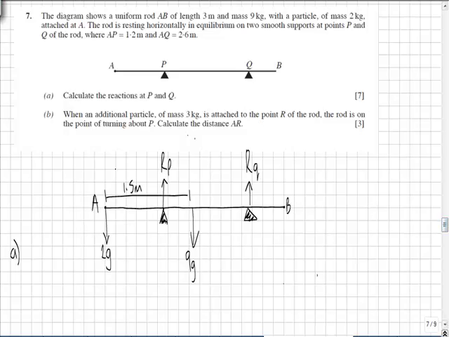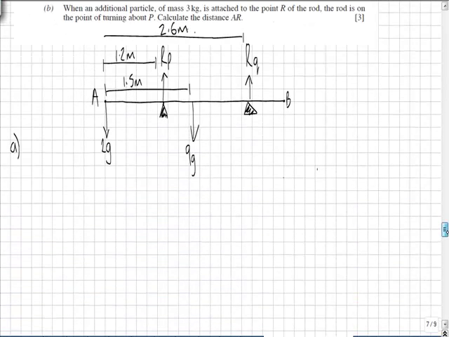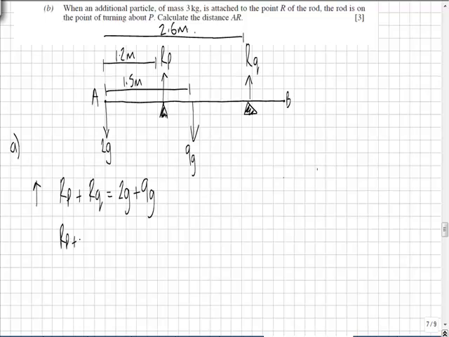And we're also given that A to P is 1.2 meters and A to Q is 2.6 meters, and the system is in equilibrium. In the first instance, the best thing would be to resolve vertically. Taking upwards as positive, we can see that RP plus RQ is equal to 2g plus 9g. So RP plus RQ is equal to 11g.